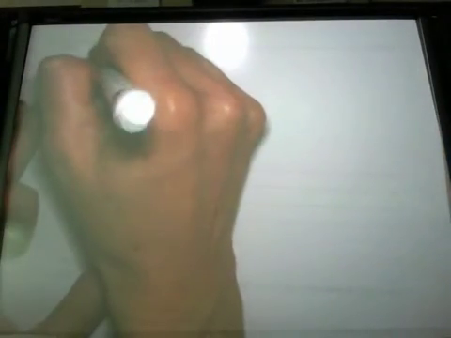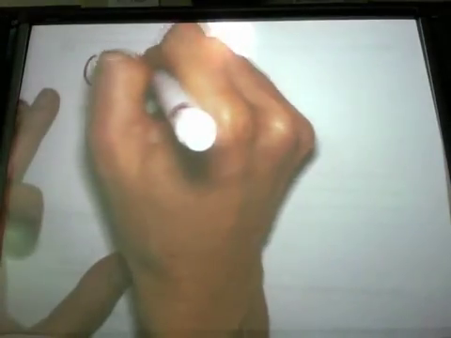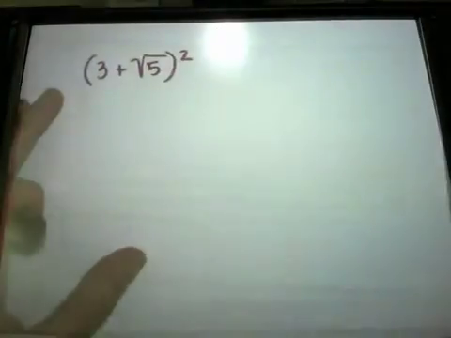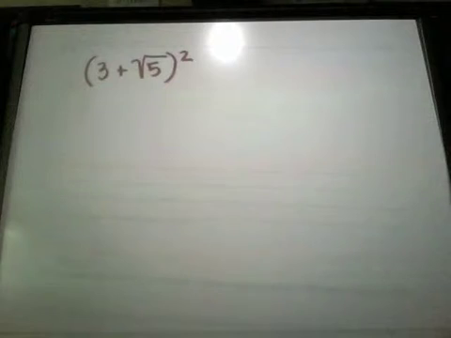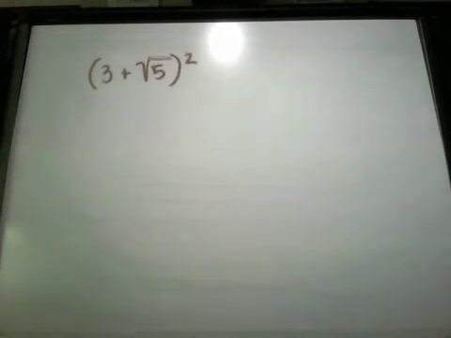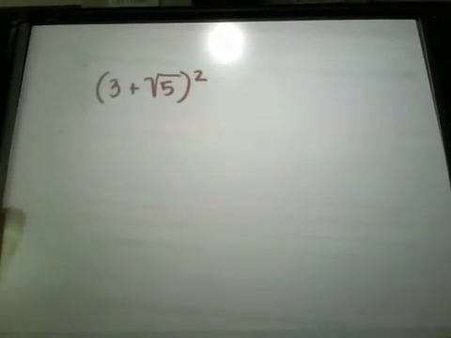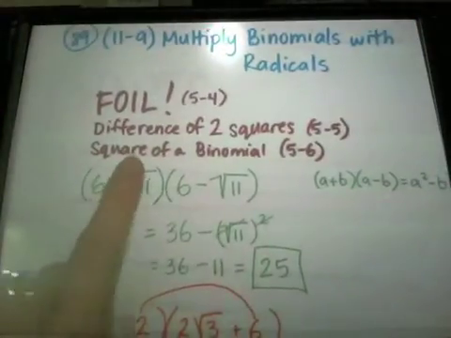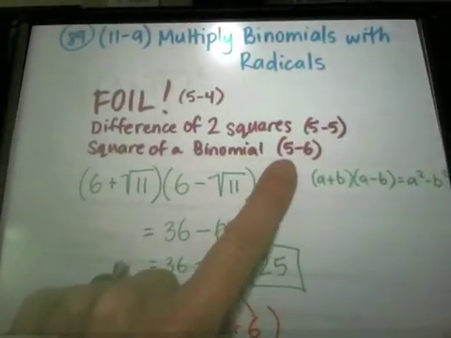Now, we need to do another one with a pattern. Let's do... The mistake a lot of people make on this is they square this 3 and they square the root 5 and think they're done. But that's not how it goes. First of all, I will just tell you that this is the square of a binomial from lesson 5-6.